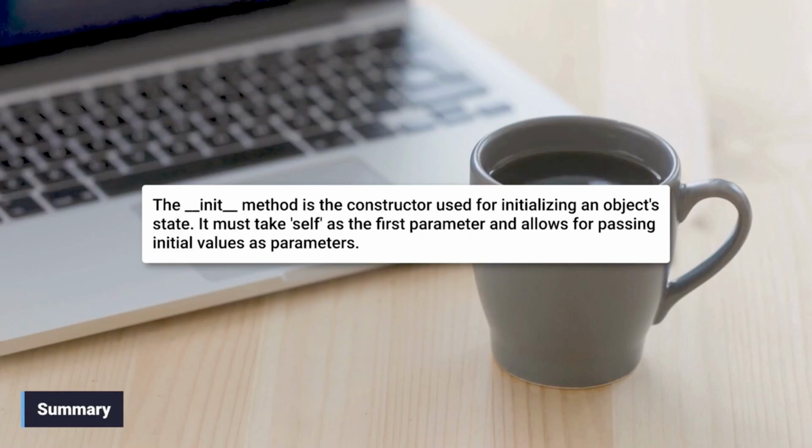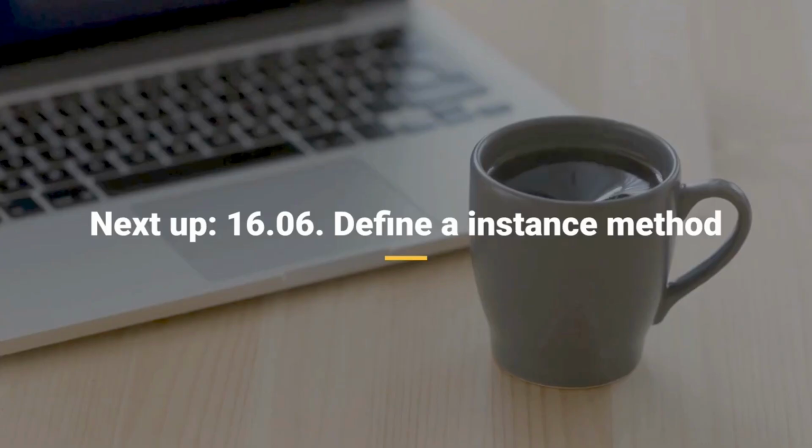To summarize, the parameterized constructor is the standard way to create OOP objects with meaningful initial data. Our student objects now have data, but they can't do anything yet. Next, we will learn how to define an instance method to add behavior to our objects. Our next lecture, 16:06: Define an instance method. See you there.